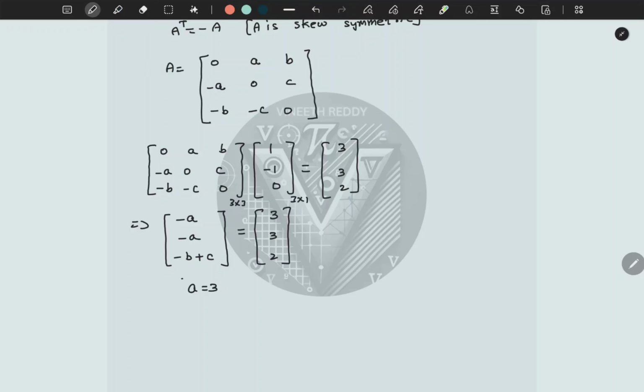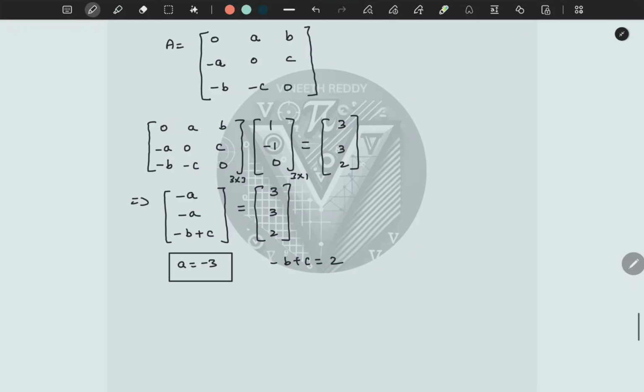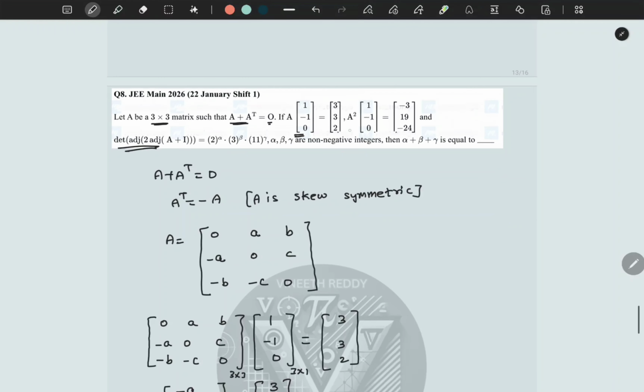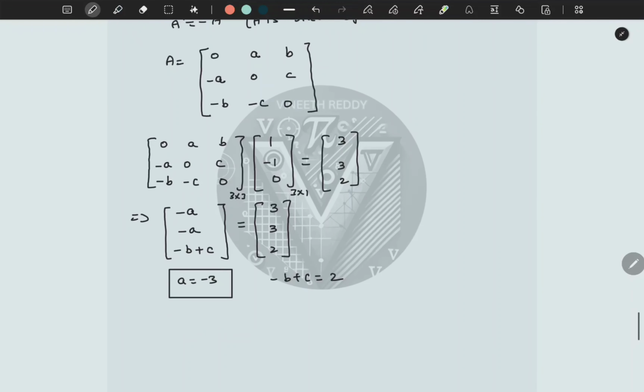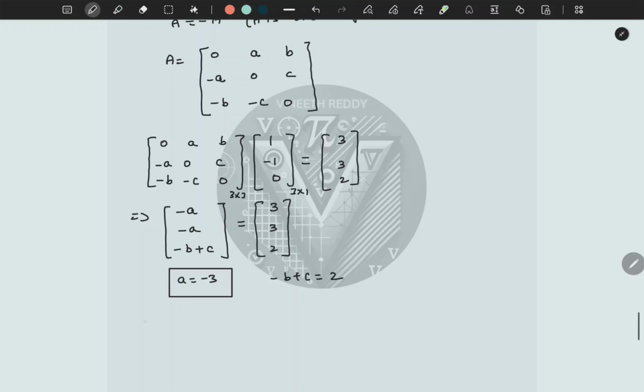That means a will be equal to 3. No, minus a is 3, right? So a will be equal to minus 3, and then minus b plus c will be equal to 2. Okay, so we need one more equation. I think we have to find this also. Okay, we have to find A square. That's how it is very lengthy now.